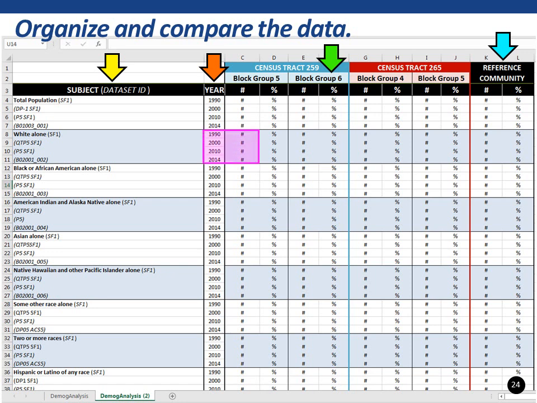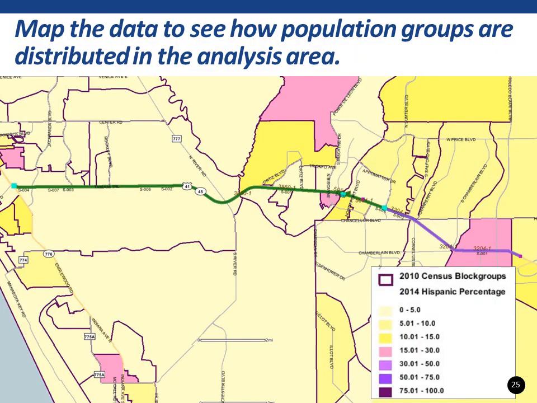Reviewing the data over the different time frames tells us about how the area may have changed, giving us an indication of trends and future change. Comparisons to the reference community show whether the block group or area as a whole differs significantly from the reference community. Mapping the data is essential to seeing the distribution of population groups and other population characteristics in relation to the project.